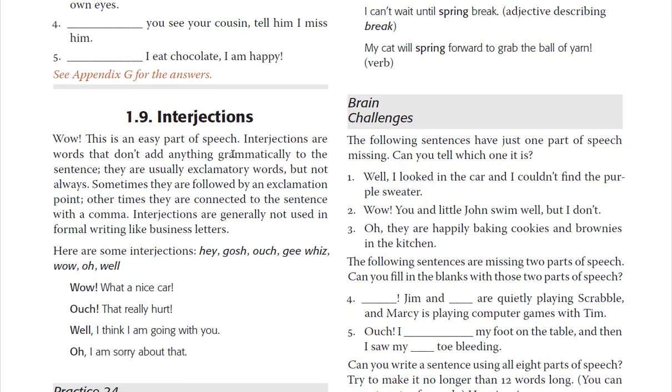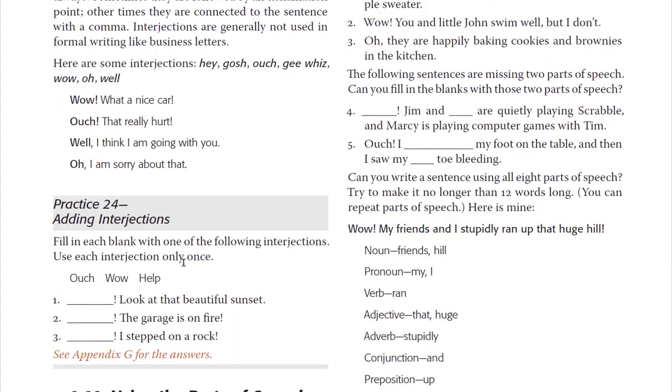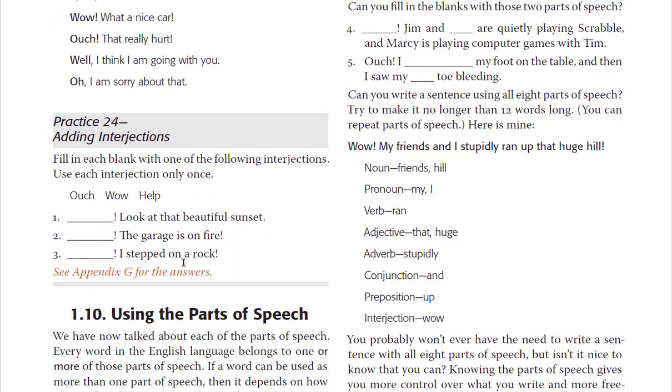Interjections. This is an easy part of speech. Interjections are words that don't add anything to the sentence. They are usually exclamatory words. Sometimes they are followed by an exclamation point. Other times by a comma. Interjections are usually not used in formal writing, like business letters. They are used usually in conversational English. Wow, what a nice car. Ouch, that really hurts. Well, I think I'm going to go with you. Oh, I'm sorry about that. So interjections are very conversational English that you would not use in your research paper.